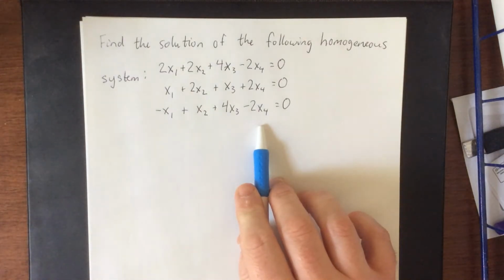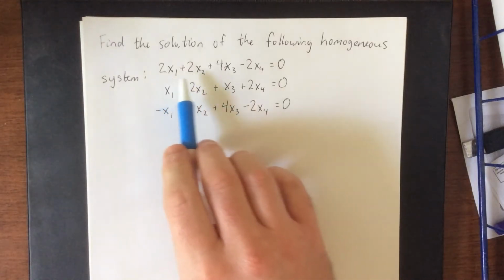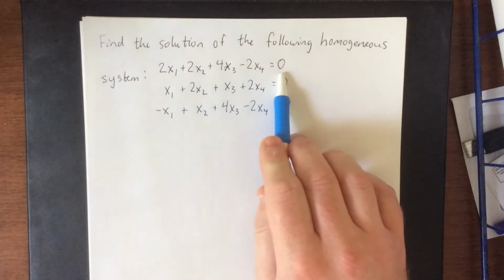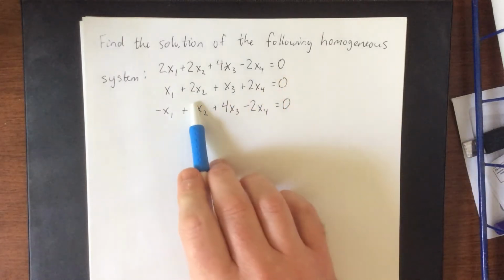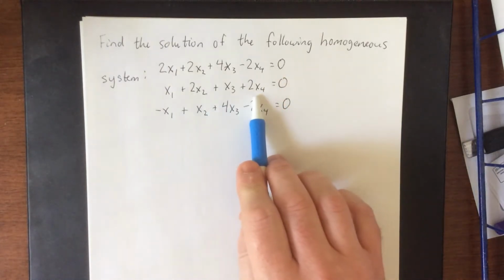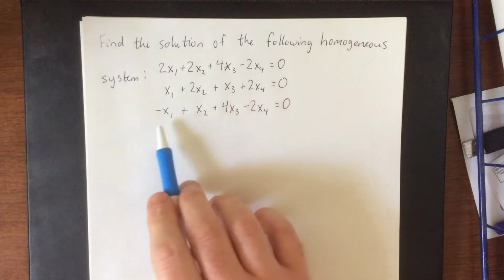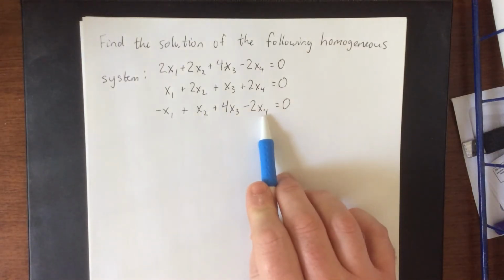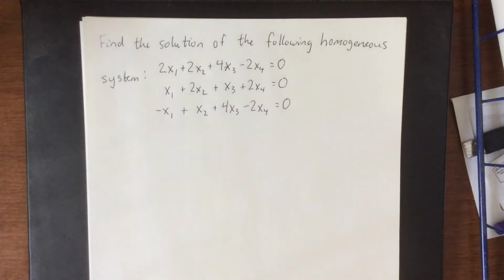So the system of equations is 2x1 plus 2x2 plus 4x3 minus 2x4 is equal to 0. x1 plus 2x2 plus x3 plus 2x4 is equal to 0. Negative x1 plus x2 plus 4x3 minus 2x4 is equal to 0.